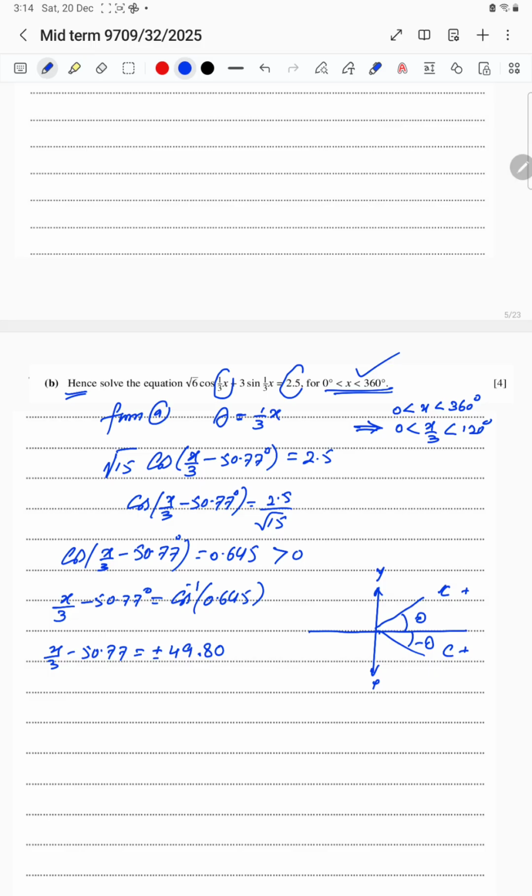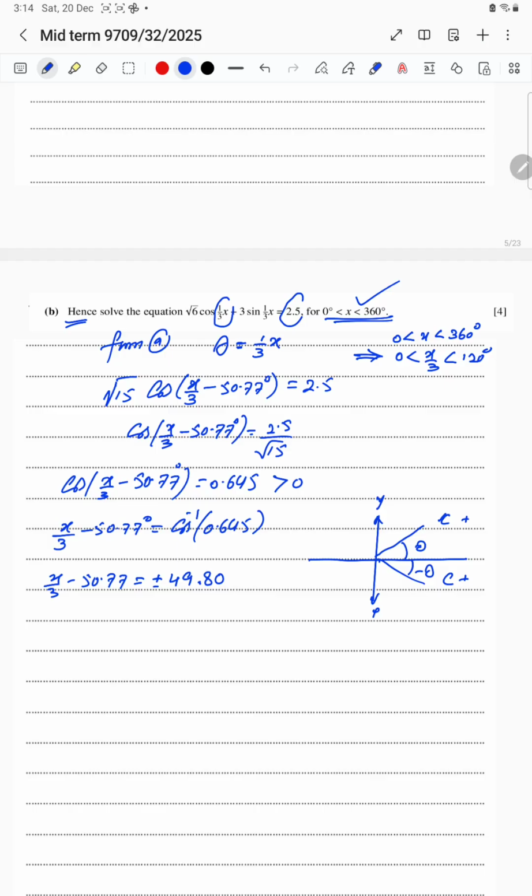So my values can fall here and here, or you can write, we can have x by 3 equal to 50.77 plus or minus 49.80, because it can be negative here and positive as well. Okay, if you get confused about this concept, I can explain in another way as well. First, let me solve this method.